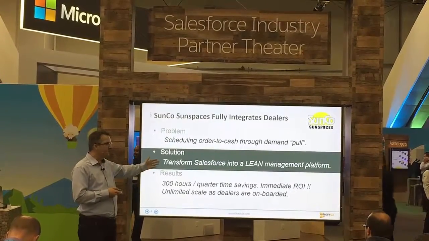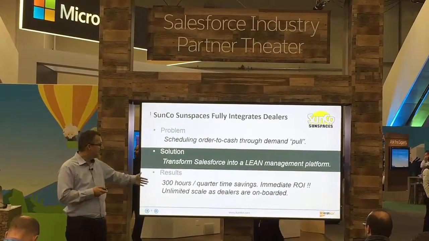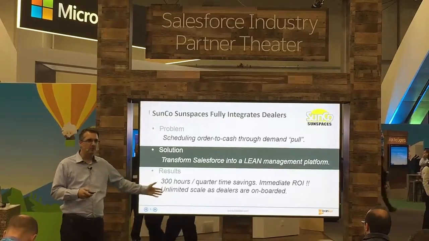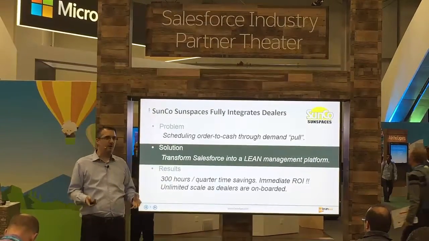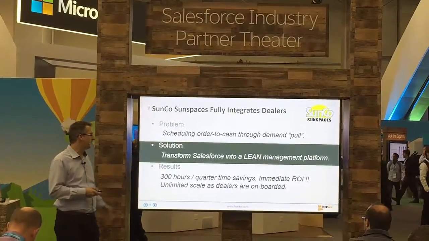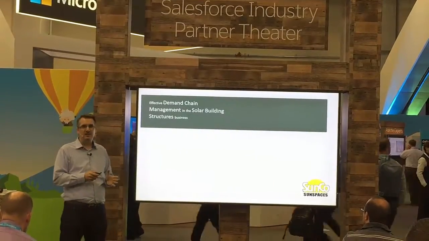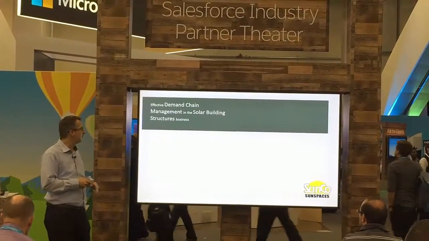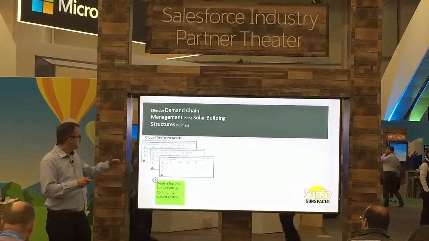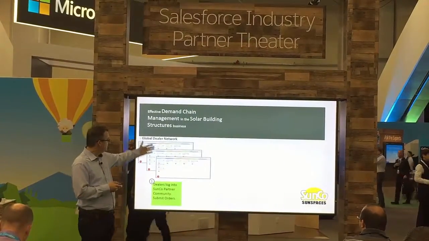So the results of using Leankor were that they now have saved over 300 hours a quarter of just scheduling and resource management time just alone in that area, but they have also compressed the time it takes to manage all their delivery of projects. And so SunCo has a global dealer network.